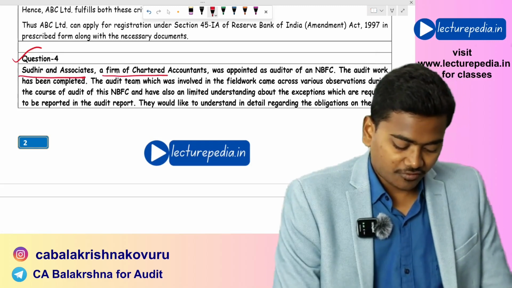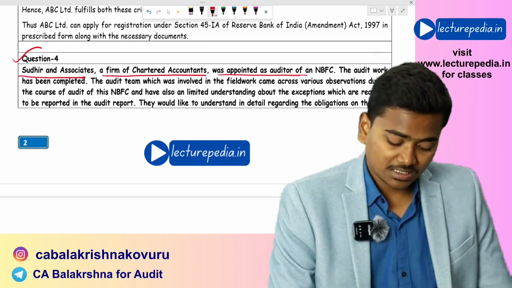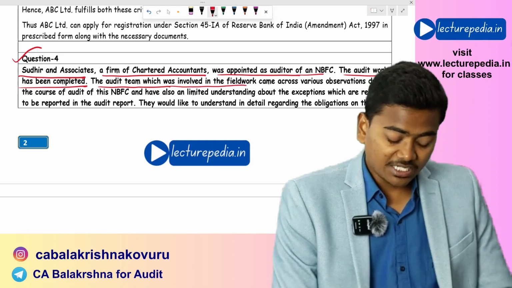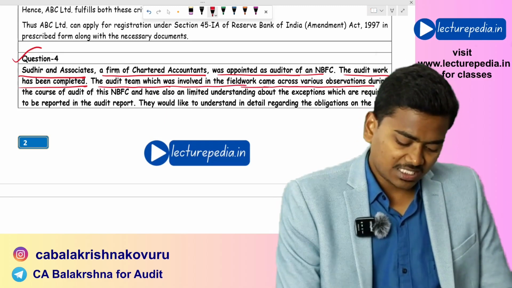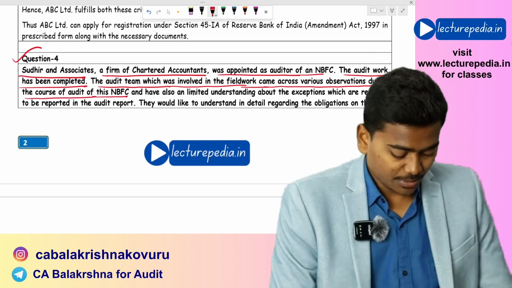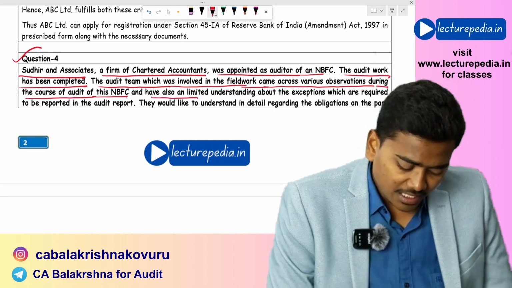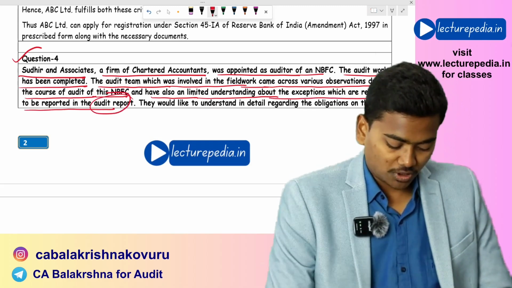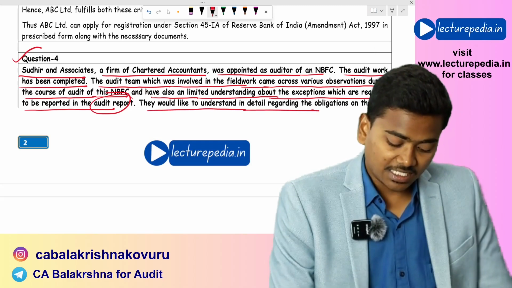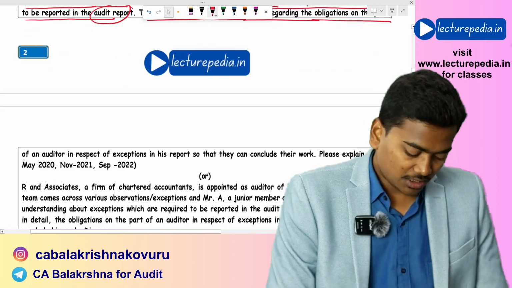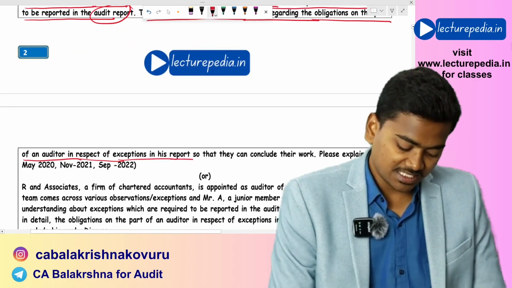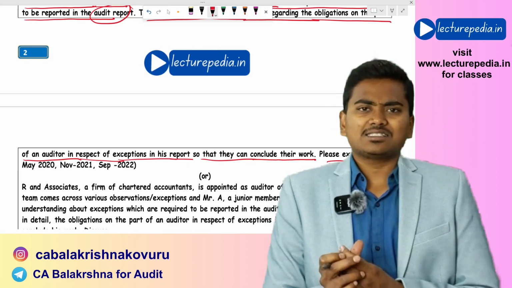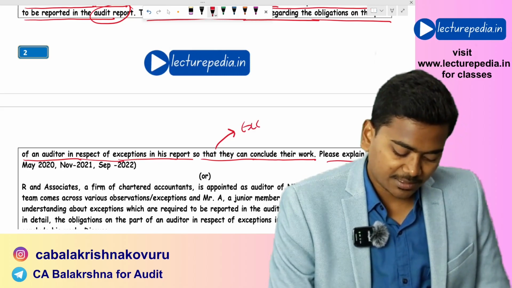Sudhir and Associates, a firm of chartered accountants, was appointed as auditors of an NBFC. The audit work has been completed. The audit team, which was involved in field work, came across various observations during the course of the audit of this NBFC and also have a limited understanding about the exceptions which are required to be reported in the audit report. They would like to understand in detail regarding the obligation on the part of an auditor in respect of exceptions in his report, so that they can conclude their work. Please explain. Basically he is asking you about the exception report.